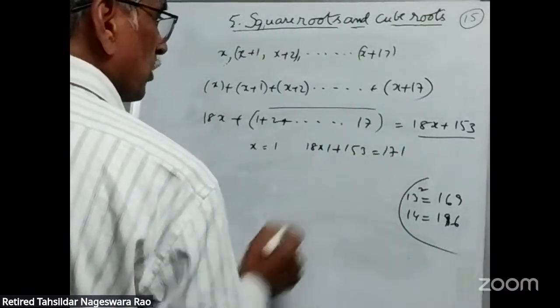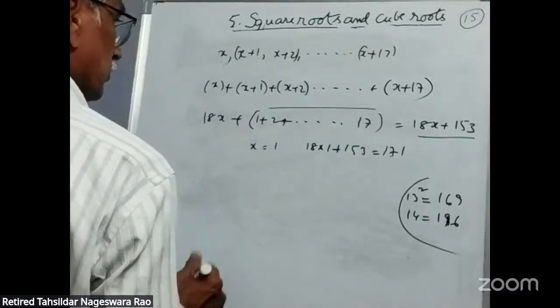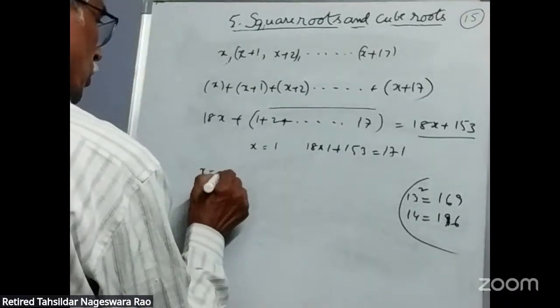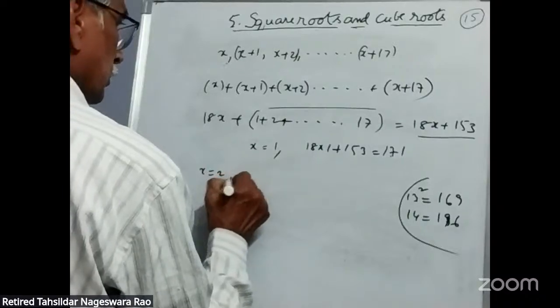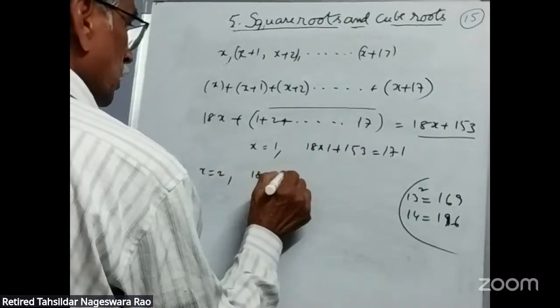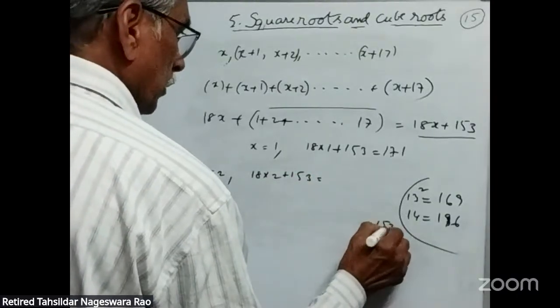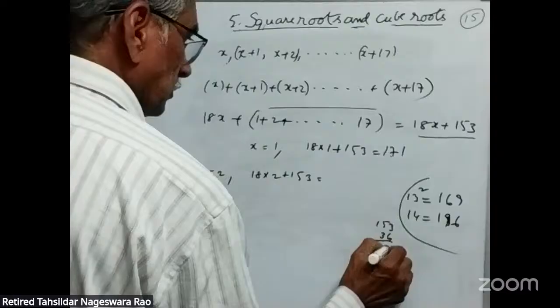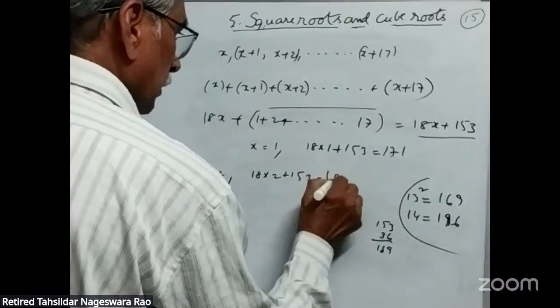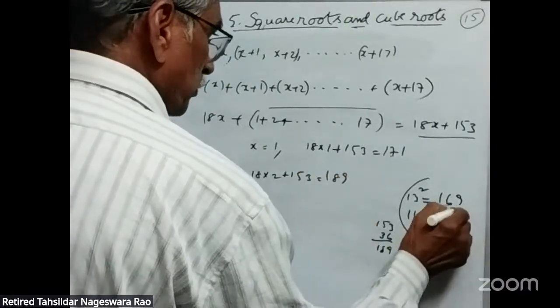So now, 171 is not a perfect square. What happens when x is equal to 2? 18 into 2 plus 153, that is 153 plus 36, which is 189. 189 is also not a perfect square.